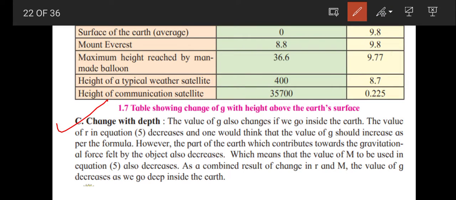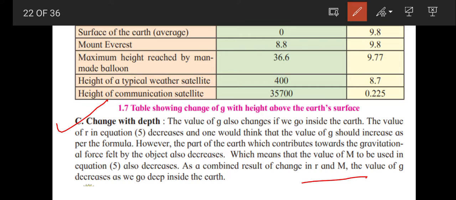And the last condition is change with depth. The second condition we discussed was the change with height. Now the last condition is change with depth. The value of g also changes if we go inside the earth. The value of R in that equation, the fifth equation we already discussed, decreases. One would think that the value of g should increase. However, the part of the earth which contributes toward the gravitational force felt by the object also decreases, which means that the value of M to be used in equation 5 also decreases. As a combined result of the change in R and M, the value of g decreases as we go deep inside the earth.